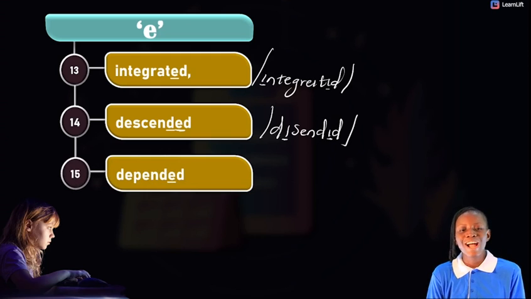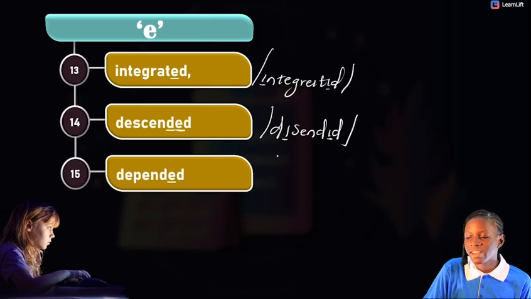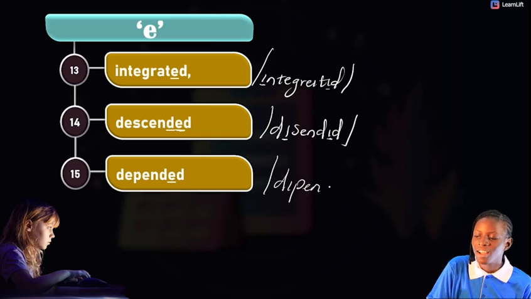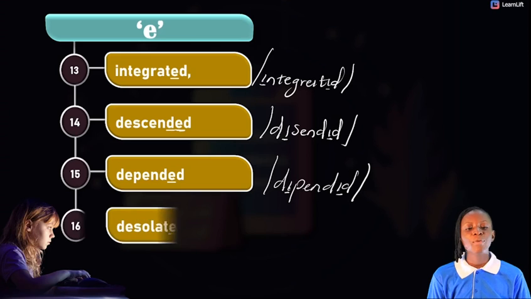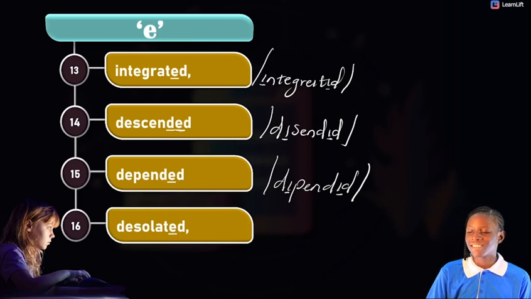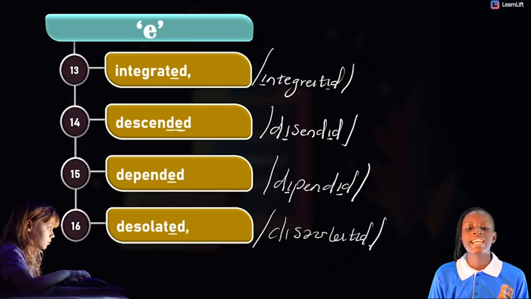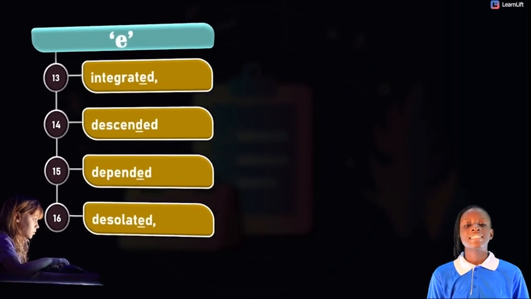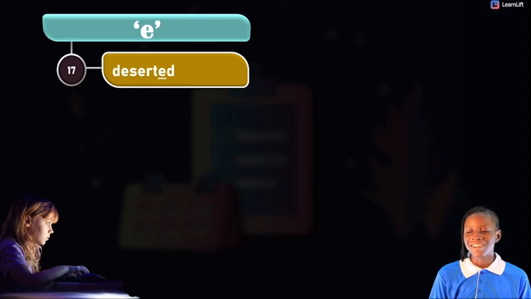Now just as we transcribed our descended, we transcribed our depended. Now remember, only what is heard should be transcribed. Now my depended is transcribed as this. Depended, having my E sound in here. Next up quickly we have desolated. Now my desolated is transcribed as this. Desolated. Next up we have deserted. Now my deserted is transcribed as this.